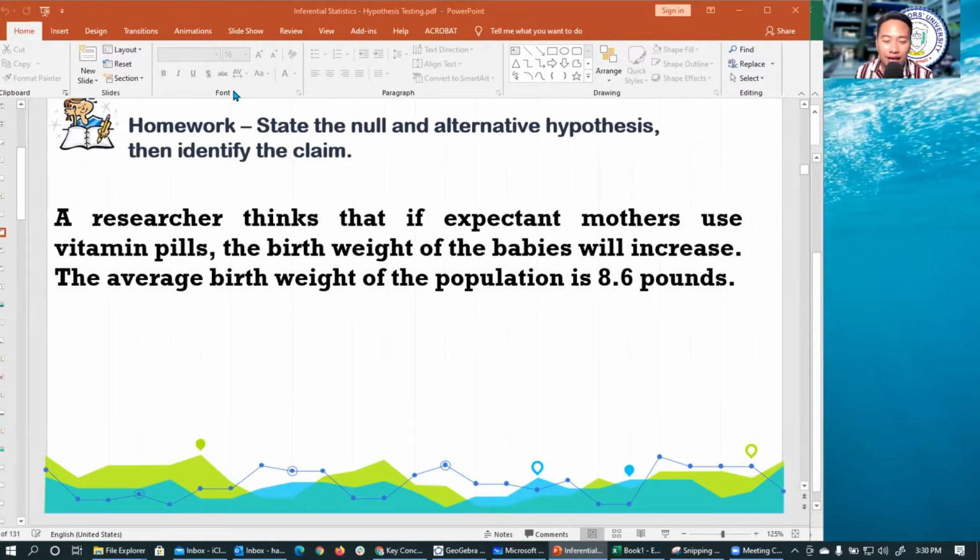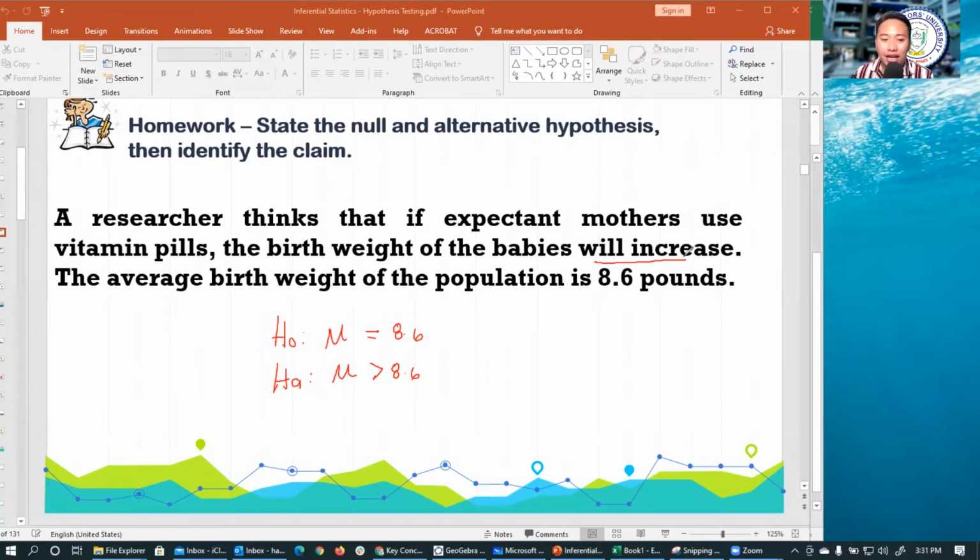So let me annotate. The null hypothesis, or H0, will be mu equal to 8.6 because that's the population mean or the average. And the alternative hypothesis is mu greater than 8.6. Why did I use the greater than symbol? This is because of the statement that says will increase.